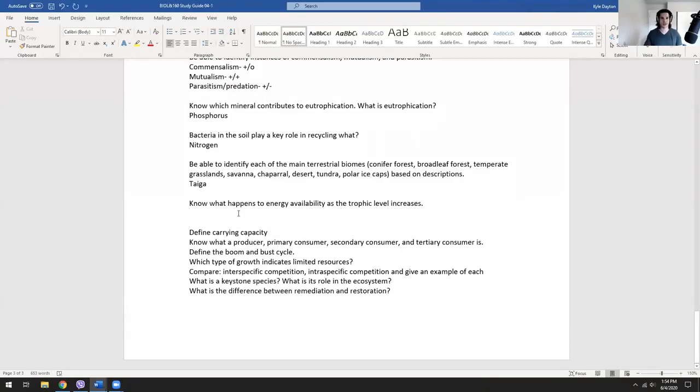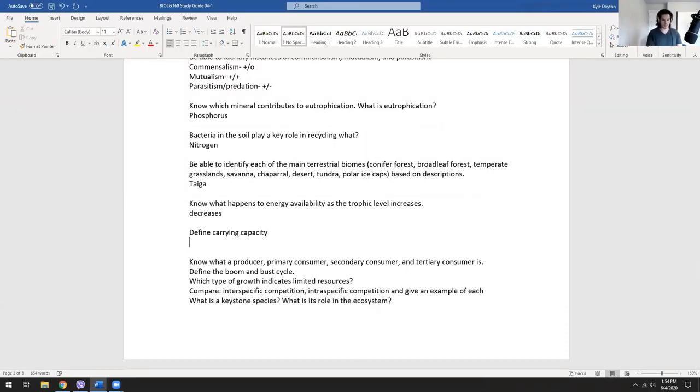All right. So what happens to energy availability as trophic level increases? Trophic level increases, energy availability decreases. Carrying capacity. Population size an area can hold or can support.